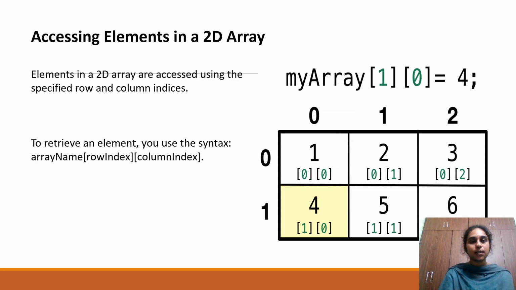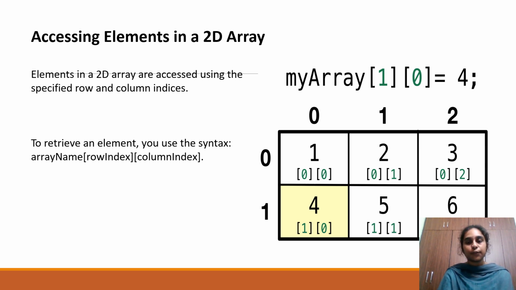Accessing elements in a 2D array. Elements in a 2D array are accessed using the specified row and column indices. To retrieve an element, you use the syntax array name[row index][column index].